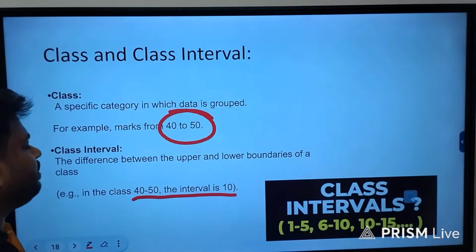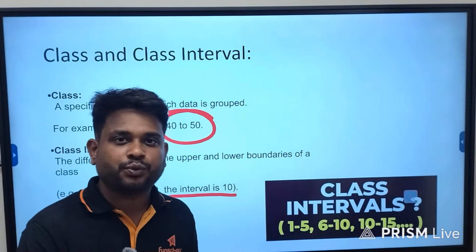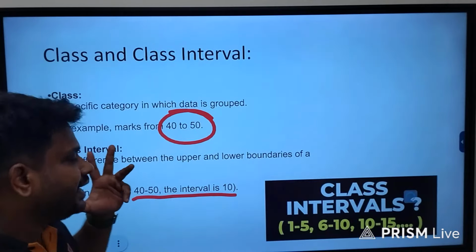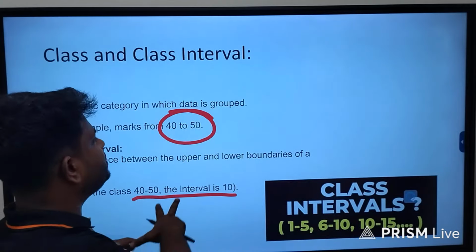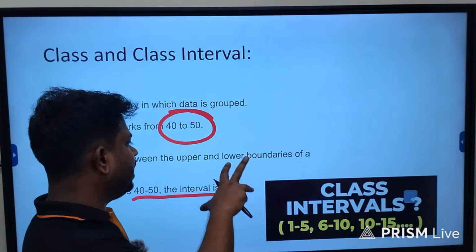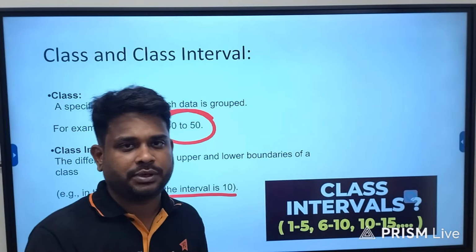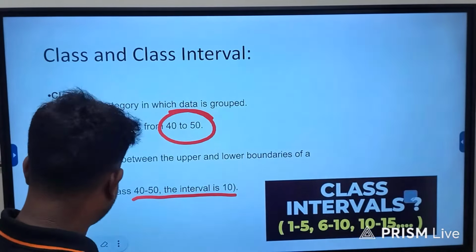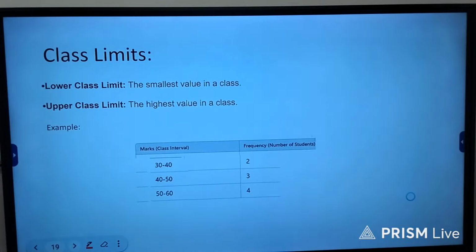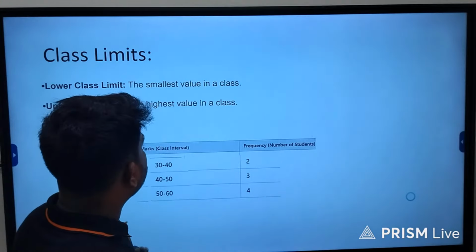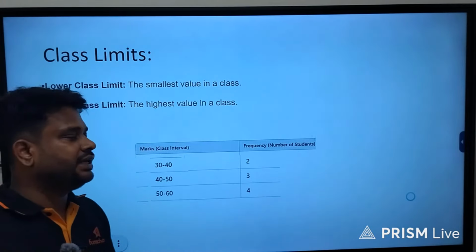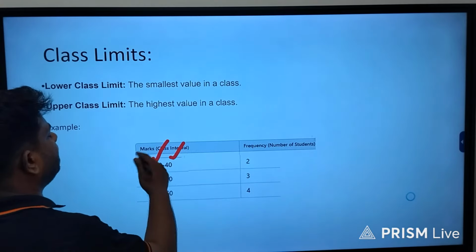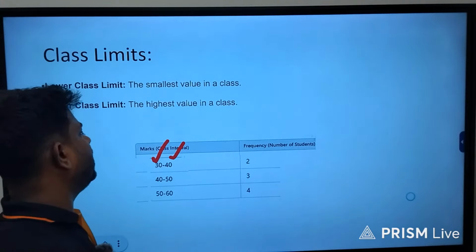Now maybe you are wondering what the difference is between the class interval and the range. Basically they are the same thing. In data handling we use these two different names for different kinds of data to separate them. We will discuss this more in the upcoming slides. So, class limit: the lower class limit is the smallest value in the class, and the upper class limit is the highest value in the class. It's a basic thing. Like for 30 and 40, 30 will be the lowest and 40 will be the highest.